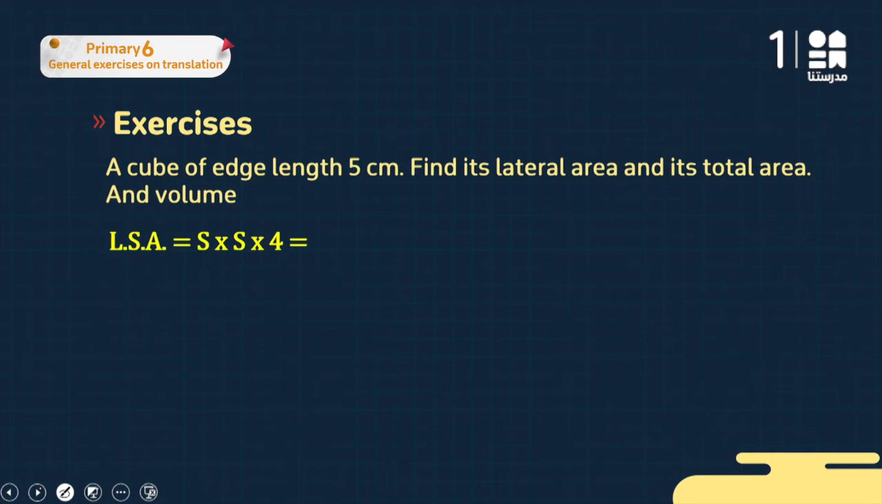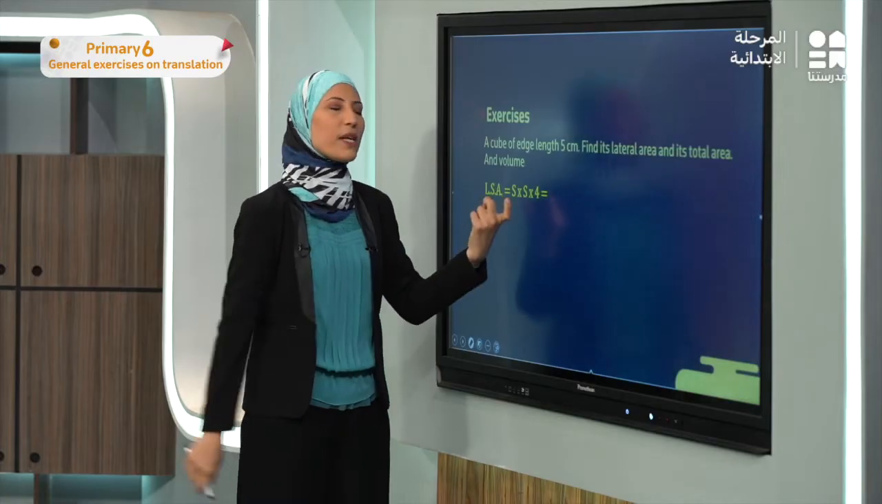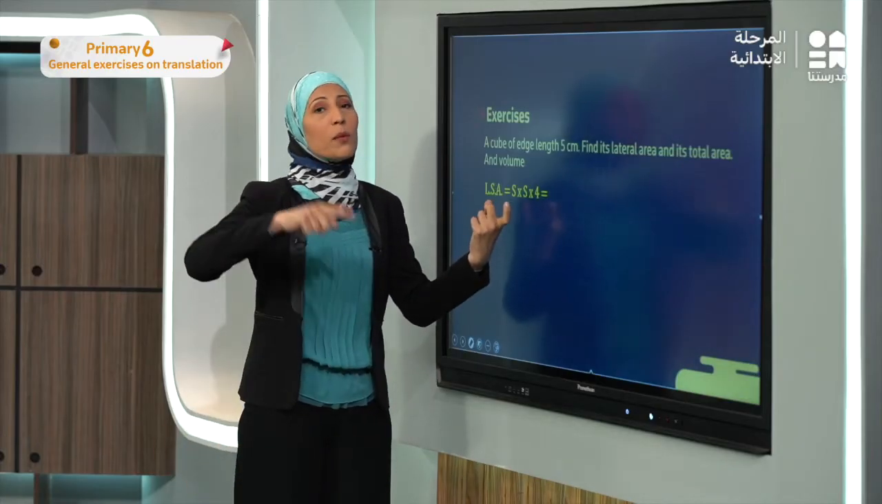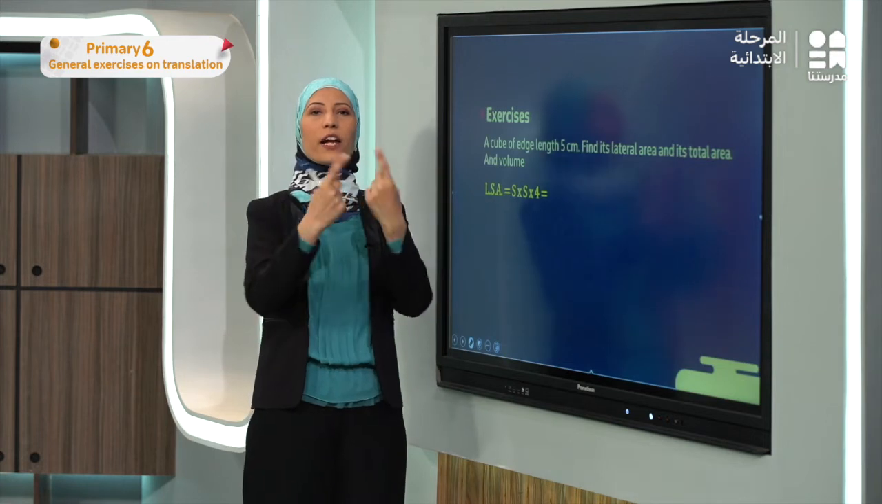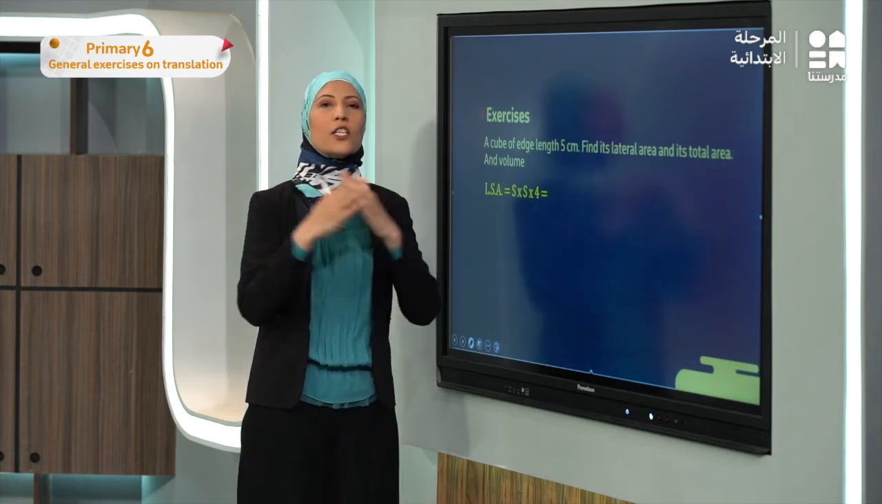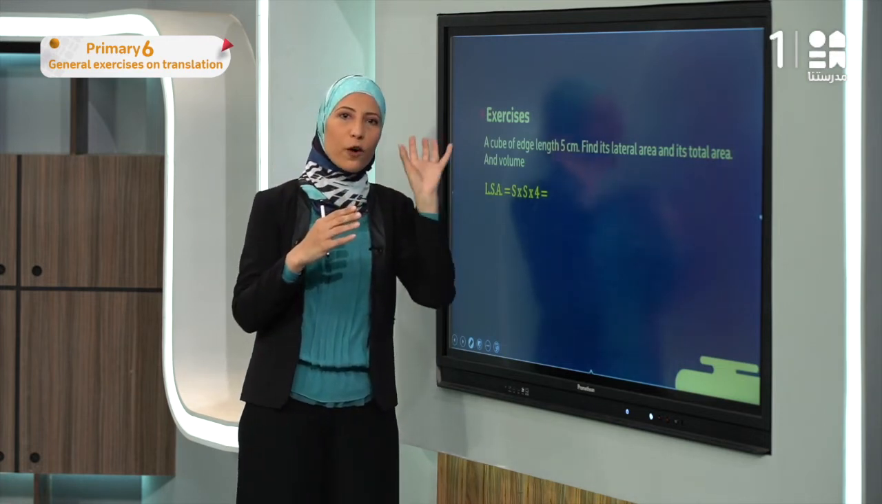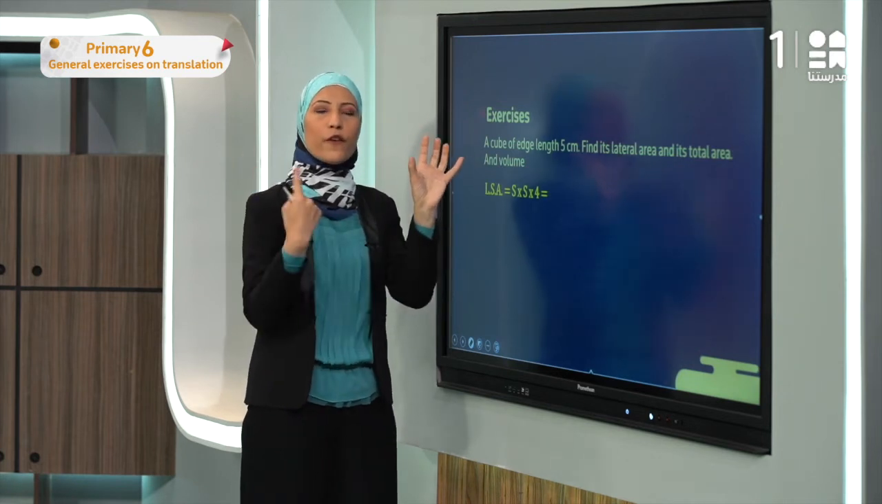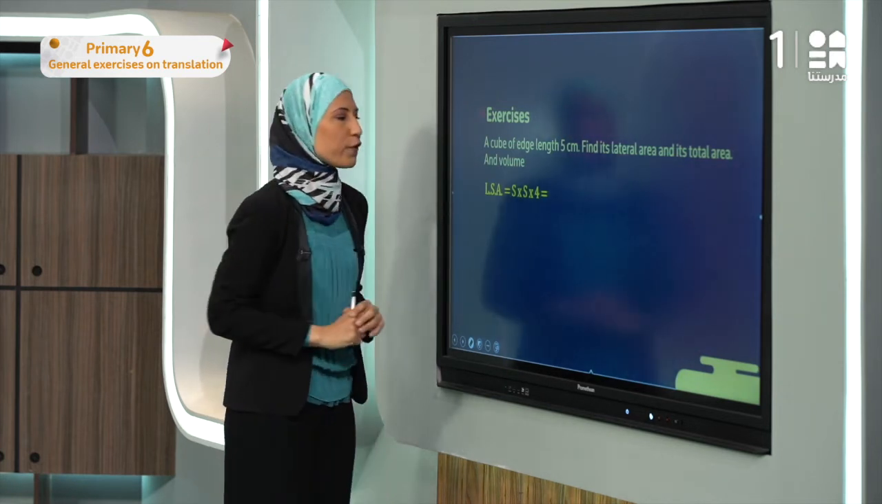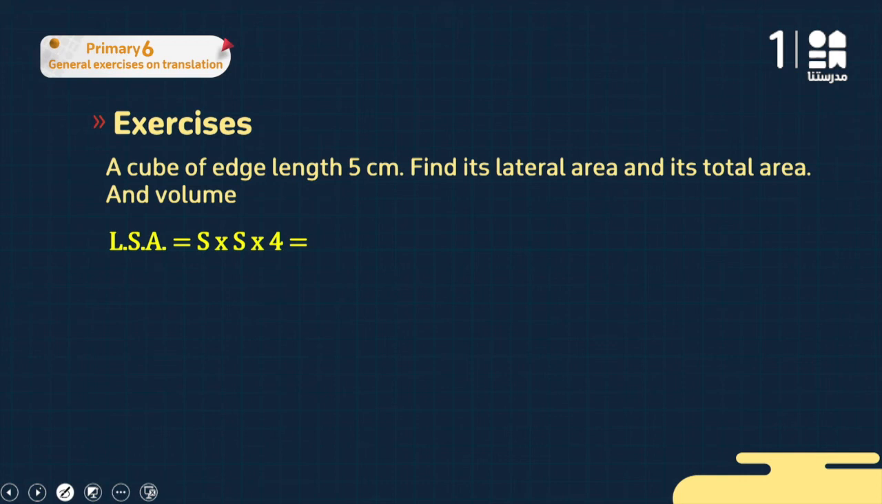So I was making side times side to find the area of one base. The area of one base will be side times side, times 4, because I am finding the lateral area, the 4 side faces. So I am going to find the area of one face times the 4 faces to find the lateral surface area. So the side, or the edge, is 5. So I am going to make 5 times 5 times 4. It gives me 100 centimeters squared. This is the lateral surface area.